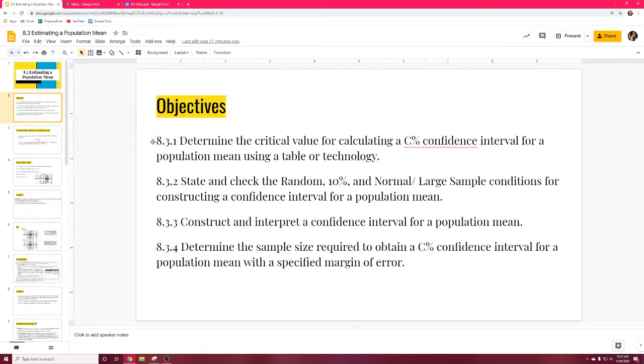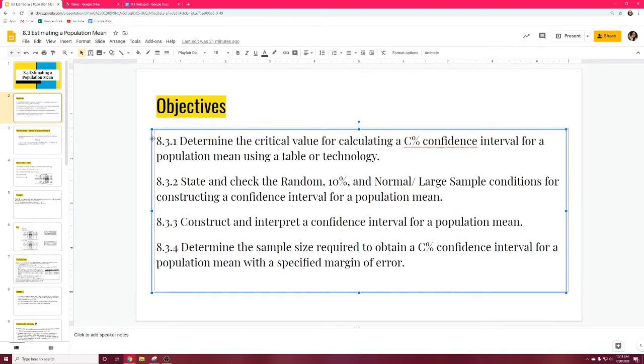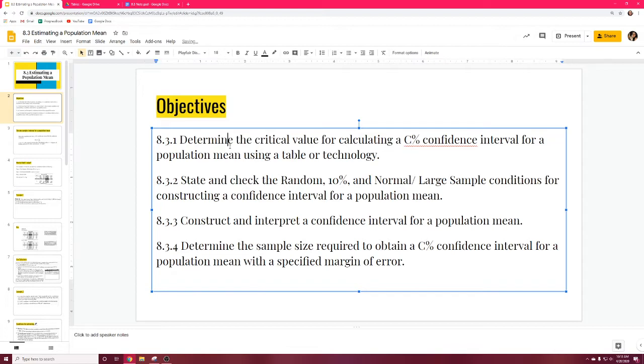After today's lesson, you should be able to do the first two goals for our lesson. Determine the critical value for calculating a C% confidence interval for a population mean using a table or technology. You need to know how to find the critical value. For the population proportion, the critical value we find is z star, right? And in this lesson, we're gonna tell you what the critical value is and how to check the table for that.